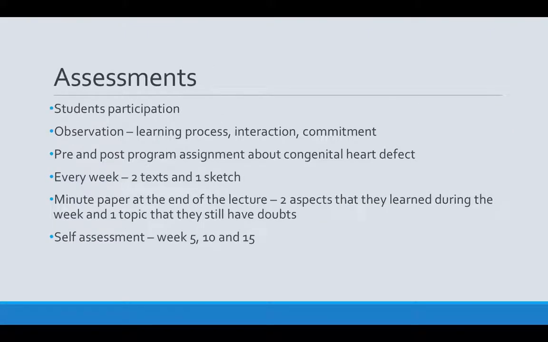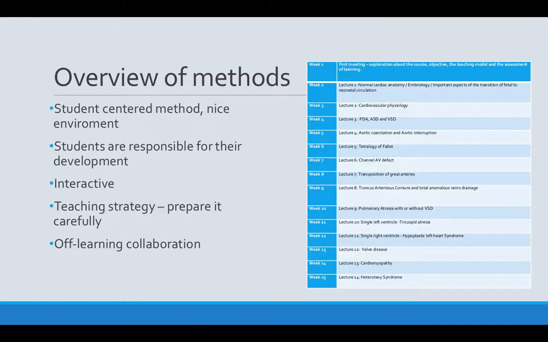Assessments. Students will be evaluated by participation. We will observe the interaction and commitment with the program. We will apply pre- and post-program assignments about congenital heart disease. Every week, students should do 2 texts and 1 sketch about the topic, and at the end of the lecture, they should write a minute paper. They should also do a self-assessment on weeks 5, 10, and 15.